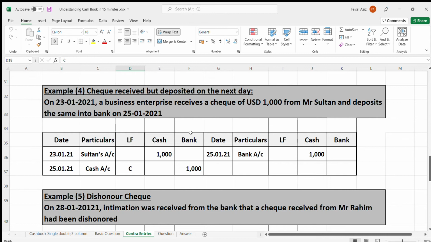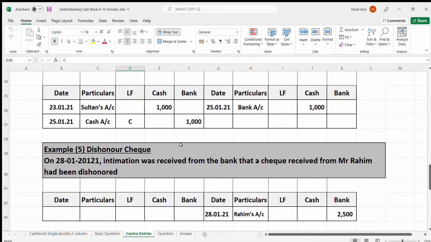The next day when the business deposits the check in the bank account, then we need to record a contra entry because earlier we had treated this check as cash. So when we deposit cash in the bank, a contra entry will come. This is the replication of the first transaction I've already mentioned.